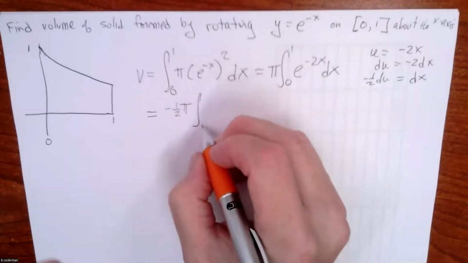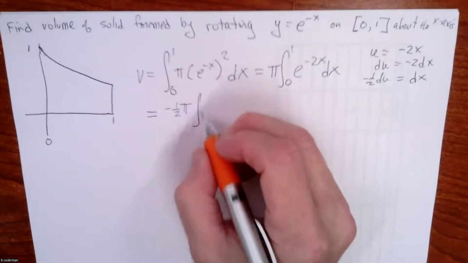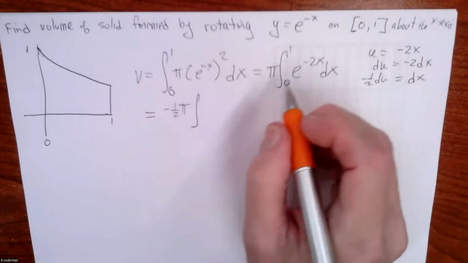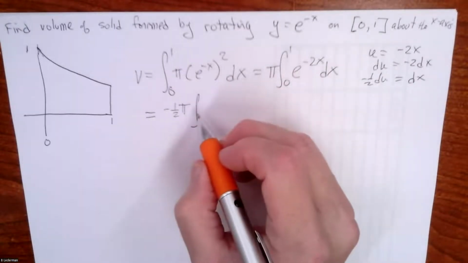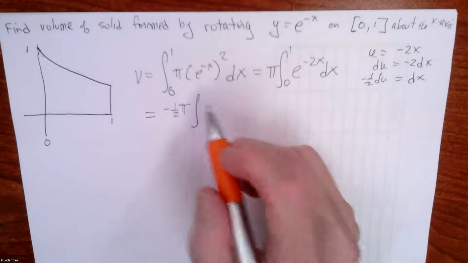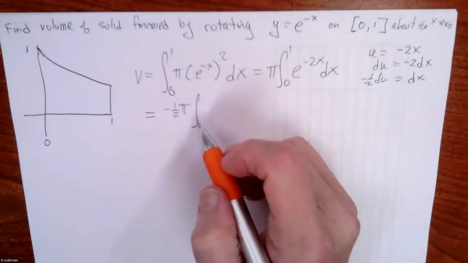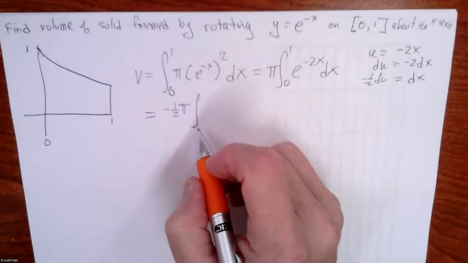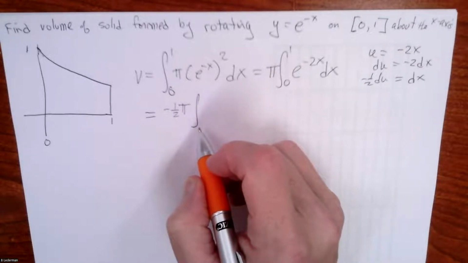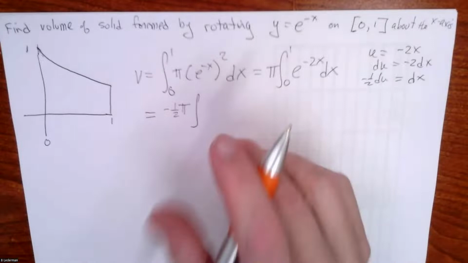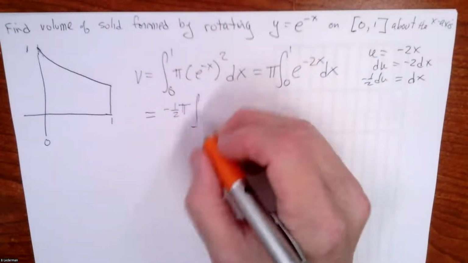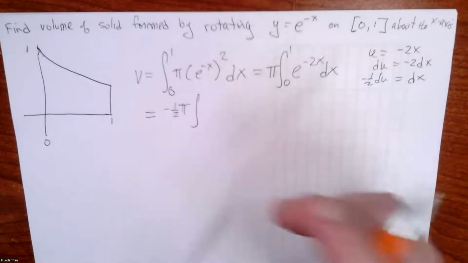Times the integral from, now I'm not going to write the limits here because I'm going to switch back to x and I'll use 0, 1. When x is 0, u is 0. When x is 1, u is negative 2. But I'm not going to write that because I'm just going to back substitute. So I'm going to leave it blank, leave it uncommitted, very non-committal here.